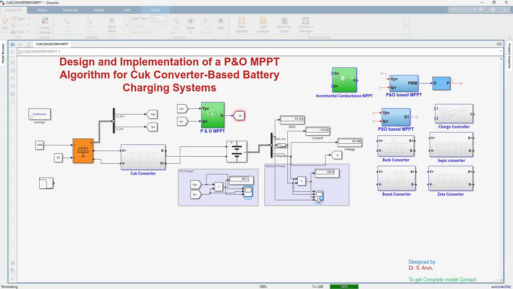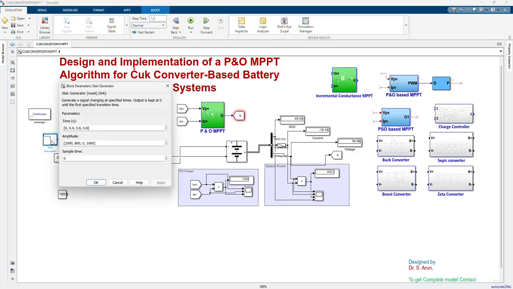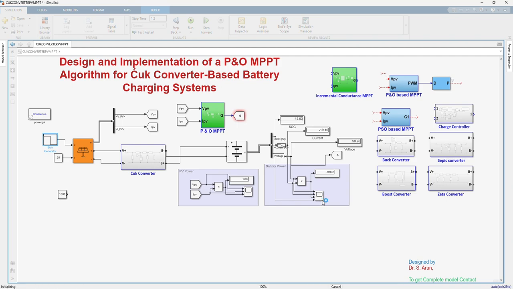Okay, so similarly we want to check how it performs for different irradiance levels. In order to understand that, we will give different irradiance to the PV panel. So I choose different irradiance levels with respect to time. Here at 0 we will get 1000 irradiance, at 0.4 it is 800, at 0.6 it is 0, and at 0.8 it is 1000. That means at 0.6 seconds there will be no irradiance, therefore the current from the PV panel is equal to 0. Now we can run the simulation.